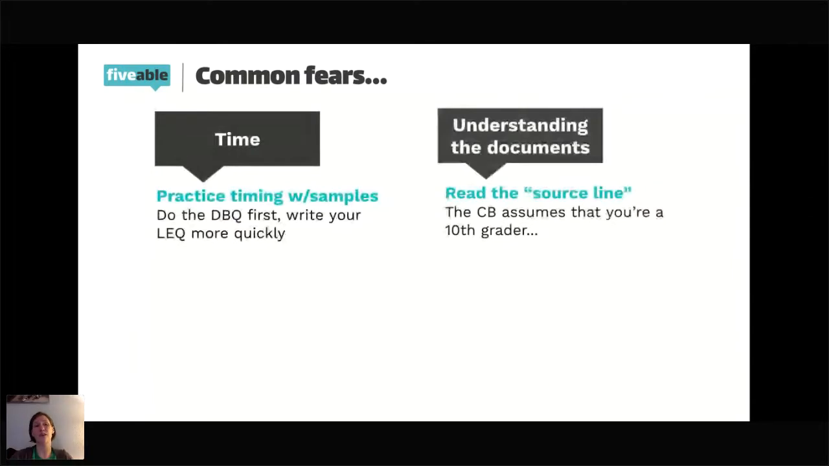I think it's comforting to know that the College Board assumes that you're a 10th grader. If you're not a 10th grader, the College Board is assuming, because the vast majority of students taking this test are 10th graders. So that's the level of knowledge and experience that they're assuming, which means that the basic understanding that you get from a document is often good enough. You don't have to have the most in-depth understanding.